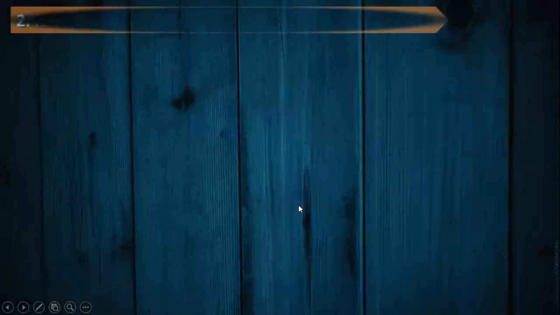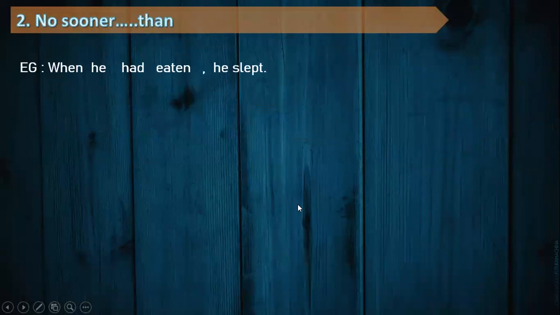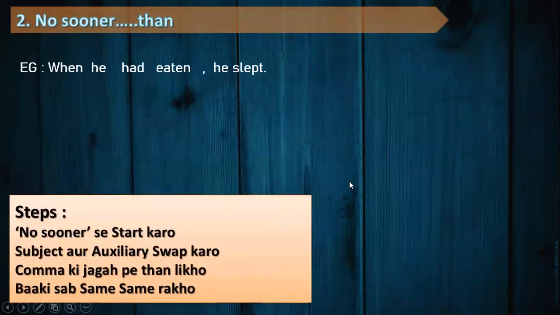Is this part clear to everybody? Come on, moving on with the next one. No sooner than. So in the no sooner than, we have some interesting things coming up. Yes, the golden rule. What does the golden rule say?